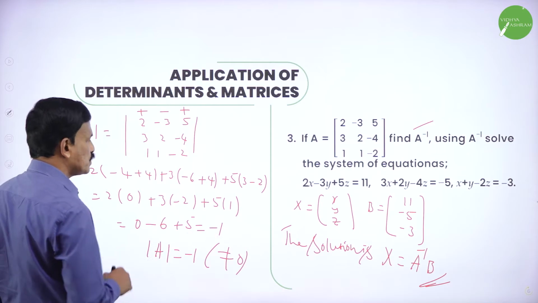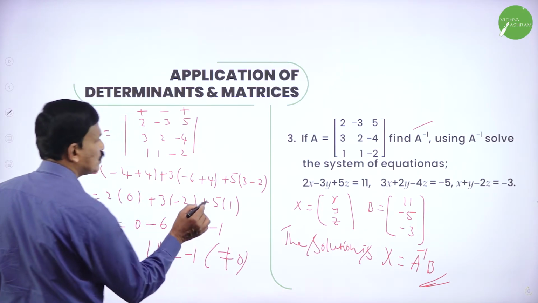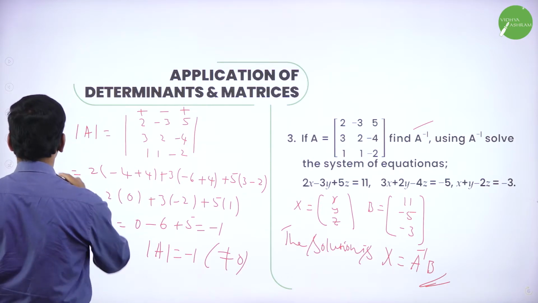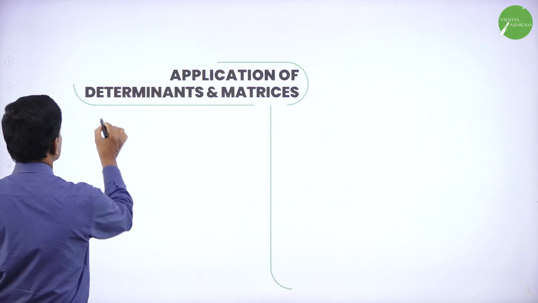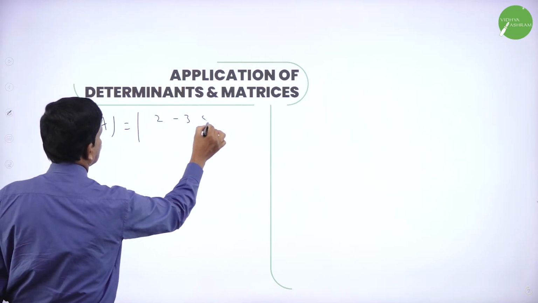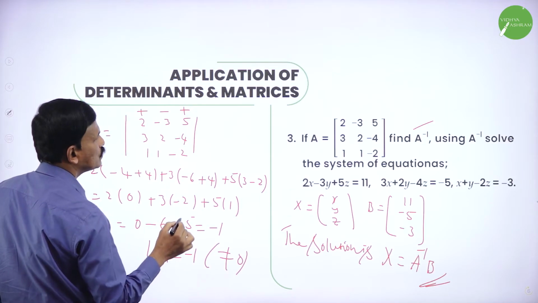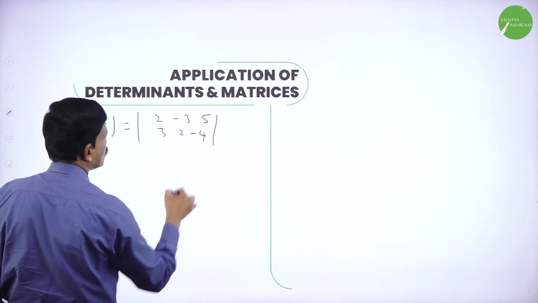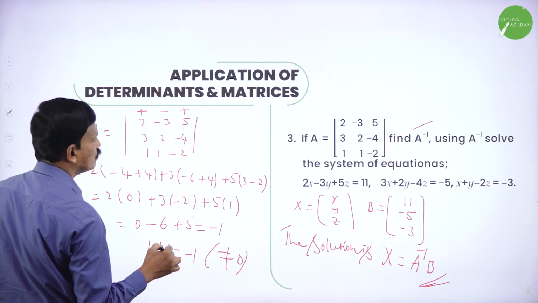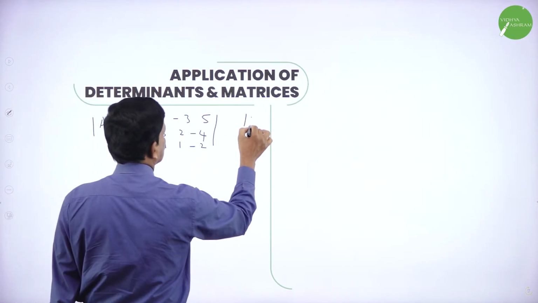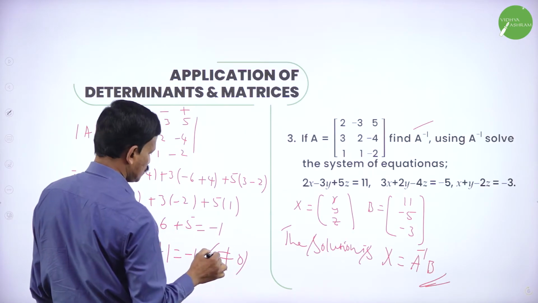Now, come to the next page. What is A? A is equal to 2, minus 3, 5; 3, 2, minus 4; 1, 1, minus 2. I will write it on the next page. So, determinant of A is equal to, how much did you get? Minus 1.